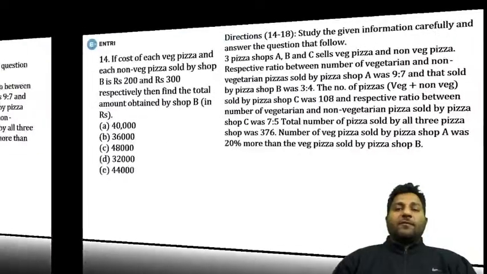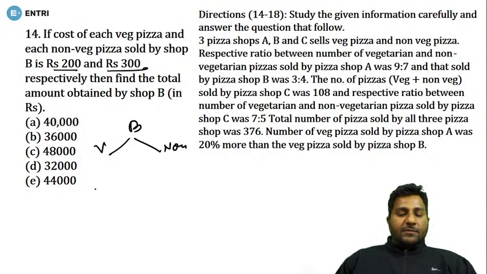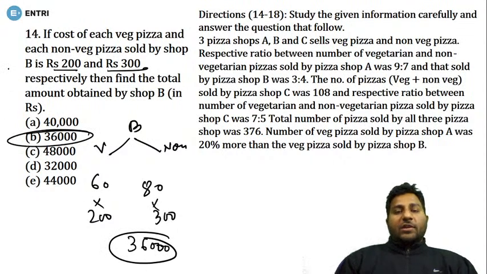Let's move on to the first question. It says, if the cost of each veg pizza and each non-veg pizza sold by shop B is 200 and 300, find the total amount obtained by shop B. Shop B has veg and non-veg pizzas as 15 fours are 60 and 20 fours are 80. So let's multiply 200 with the veg pizza and 300 with the non-veg pizza. 12 and 24 is 36, so 36,000 will be the correct answer. Next.